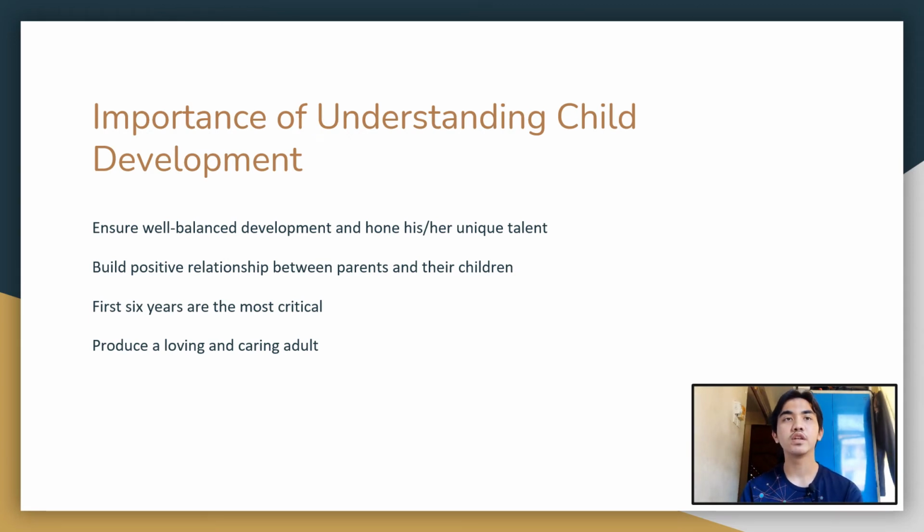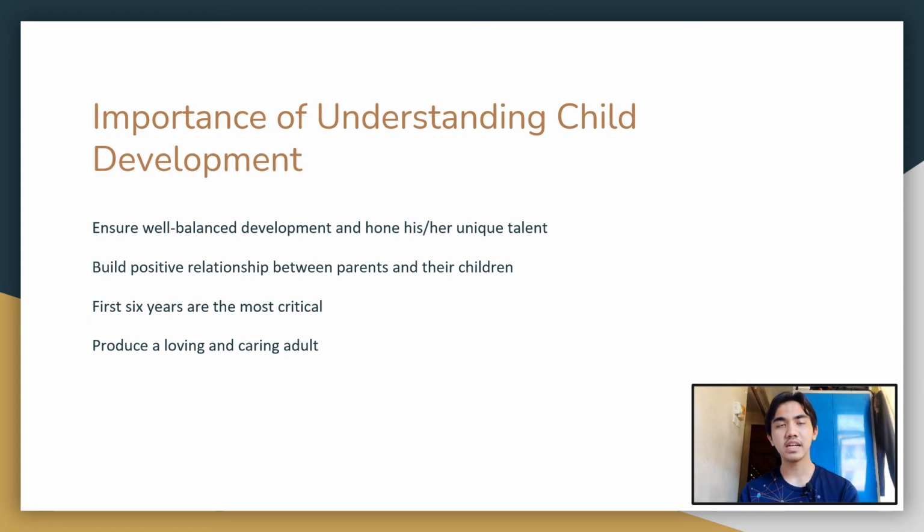Now I will present to you about the importance of understanding child development. First point is to ensure well-balanced development and hone his or her unique talents. This is important for parents so that they know the criteria or aspects that they need to emphasize on, like cognition aspect, reasoning, biological foundations, emotional, social, and moral development. Second point is to produce loving and caring parents. Children who have experienced understanding from the significant adults in their lives during their developmental years are much more likely to become loving and caring adults.